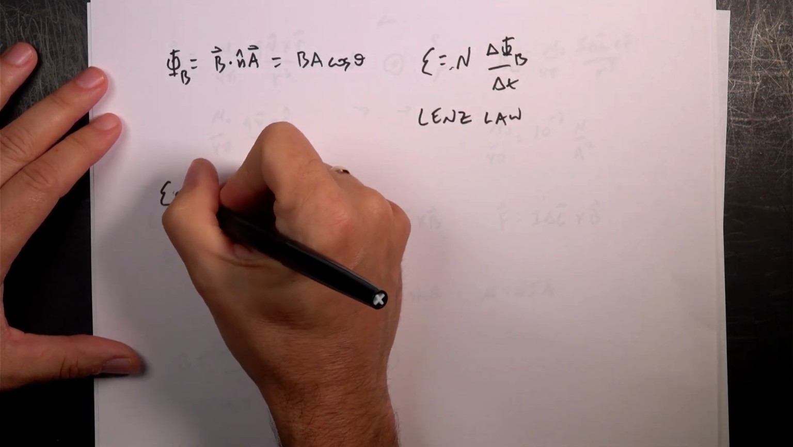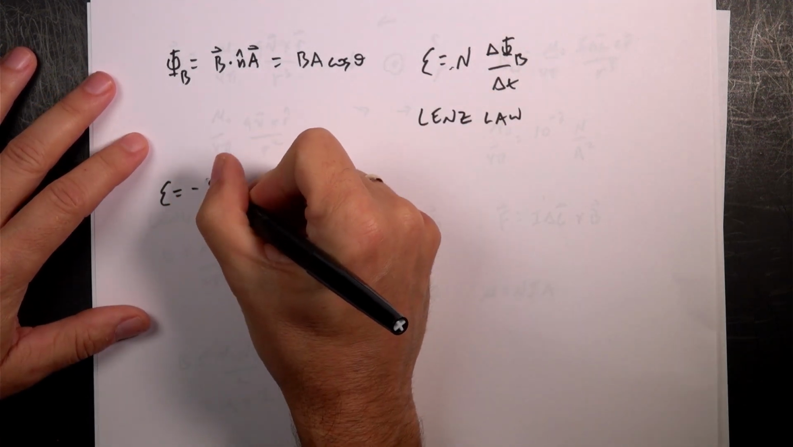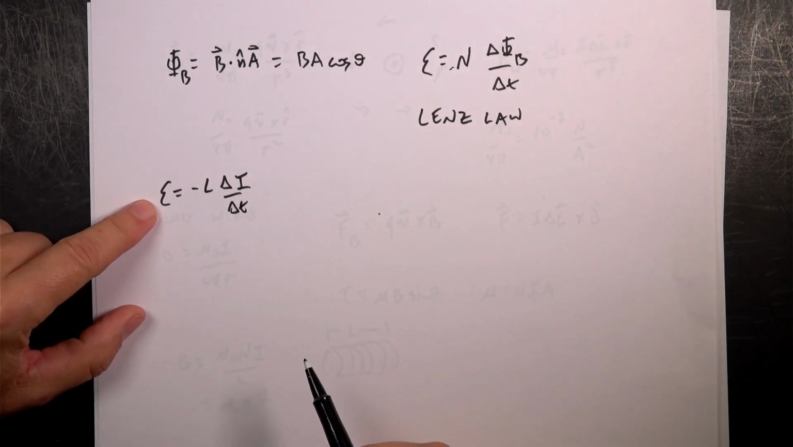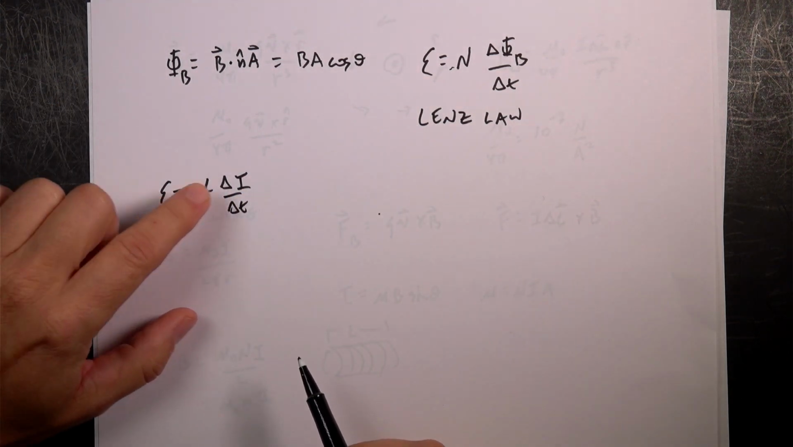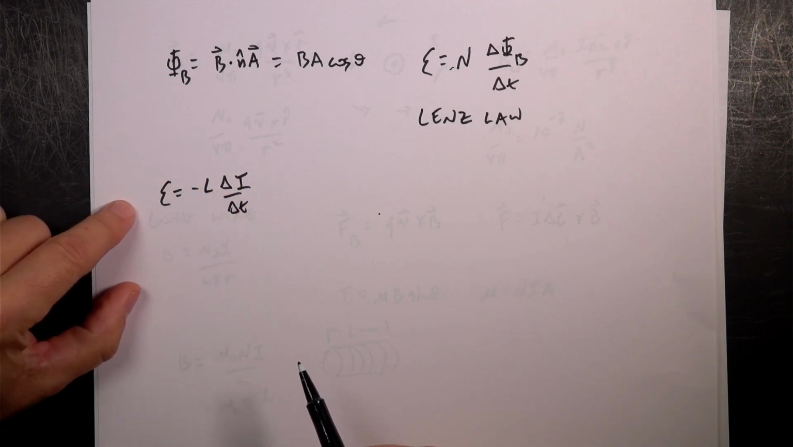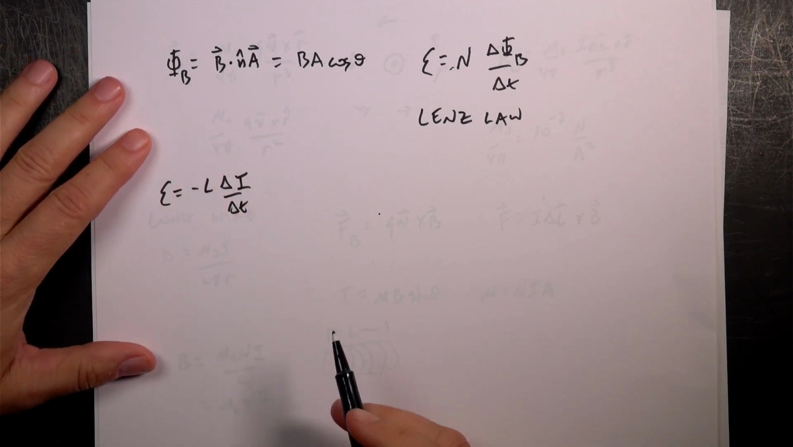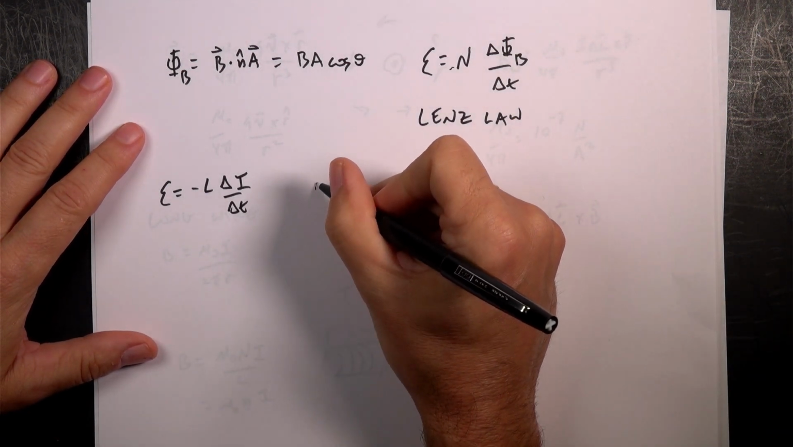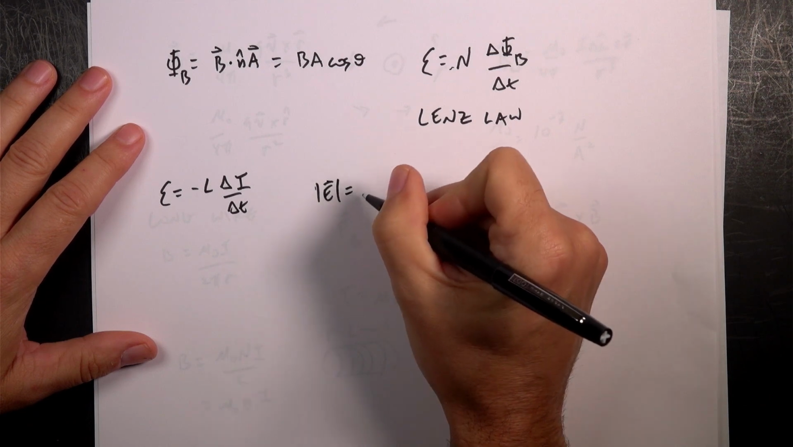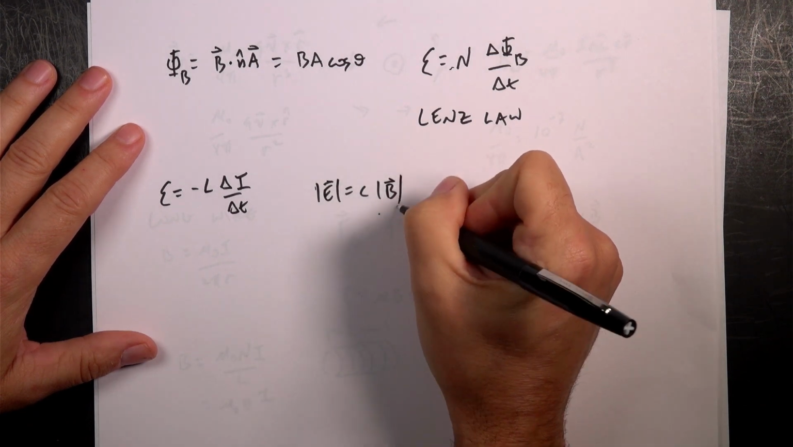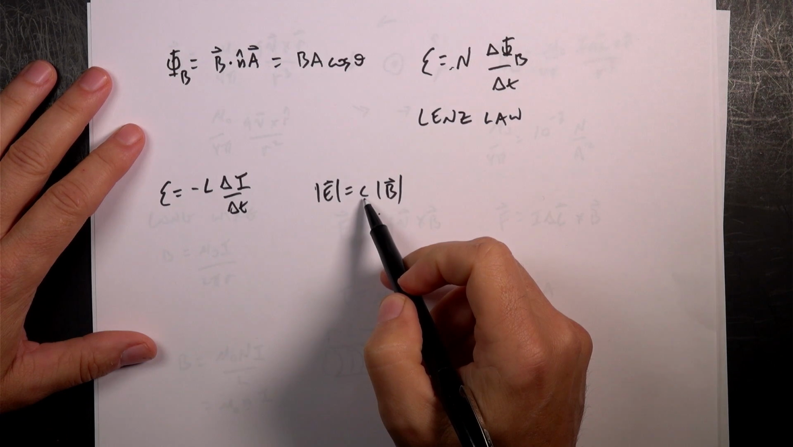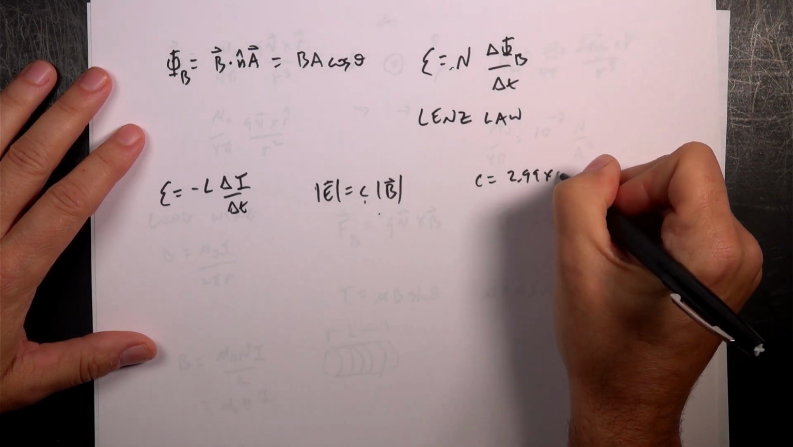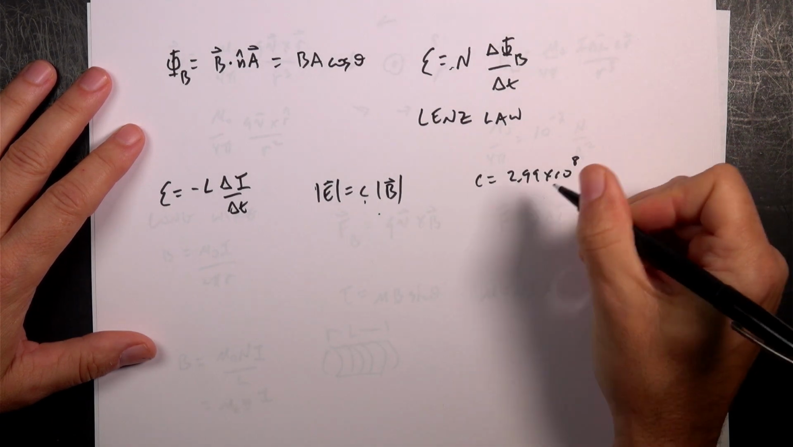We have this: EMF equals negative L delta I over delta t. This is the change in voltage across an inductor, which depends on the change in current. Then we have a bunch of electric field stuff for electromagnetic waves. This is true for an electromagnetic wave: E equals C times B. The magnitudes are related by C, where C is the speed of light. C is 2.99 times 10 to the 8th meters per second.